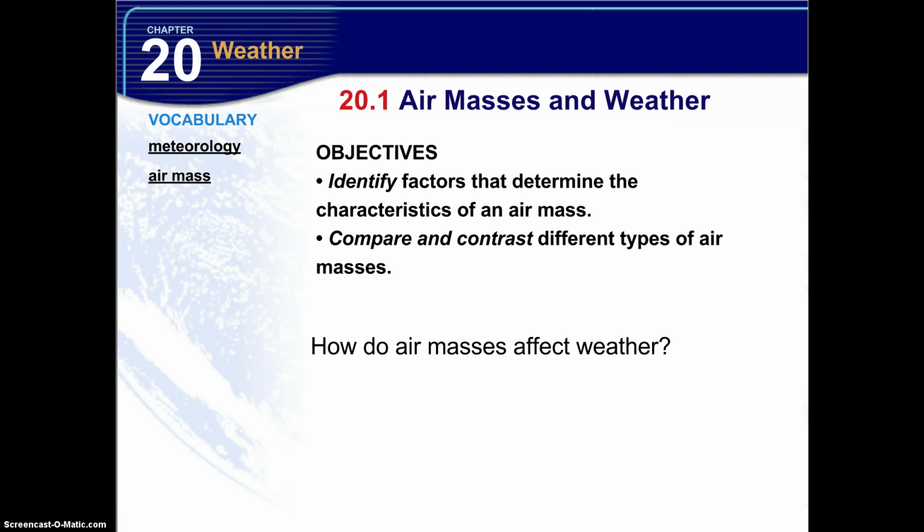Key ideas. An air mass is a large body of air that has similar characteristics throughout. Guess what those characteristics that we're going to deal with in this section and in this chapter are? That's right, temperature and humidity. The temperature and humidity of an air mass depends on where the air mass originates.